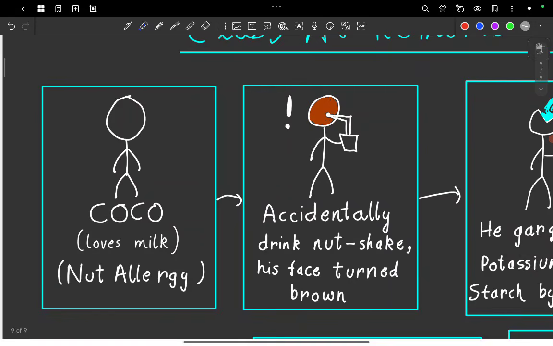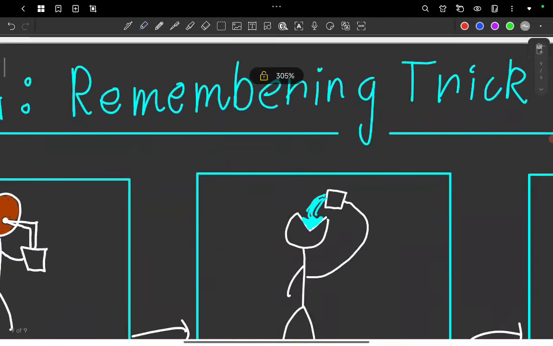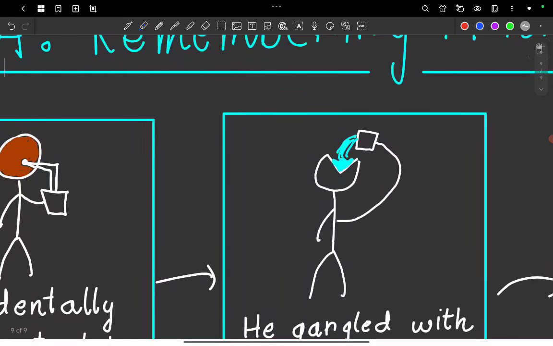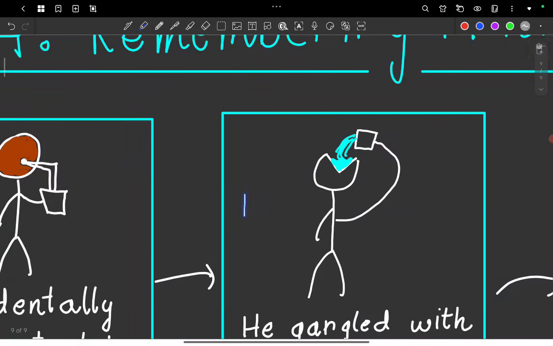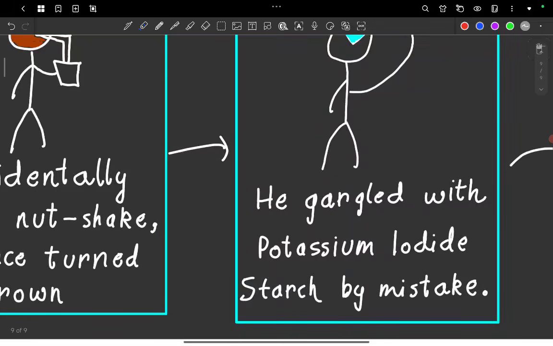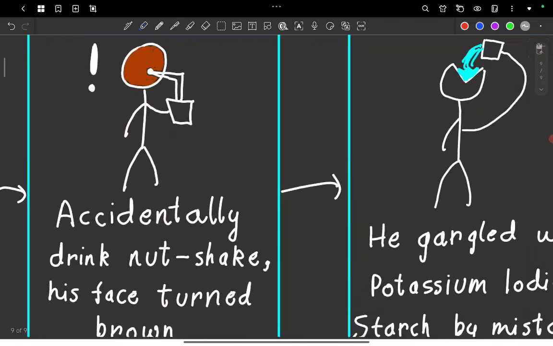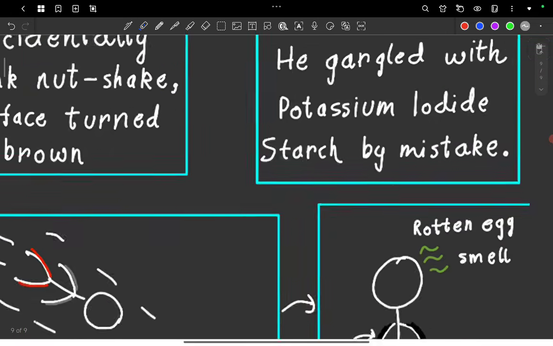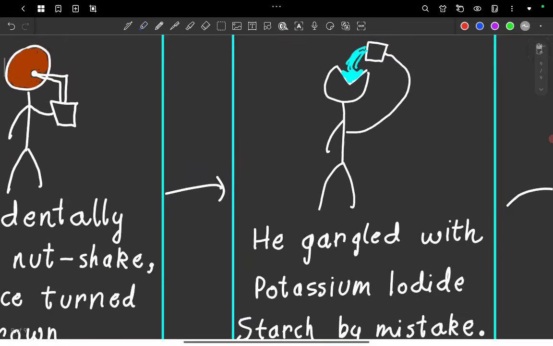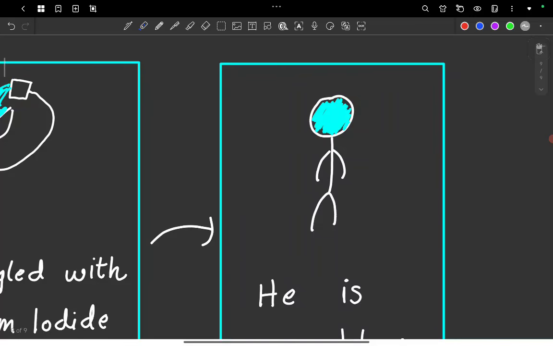Now, of course, he wanted relief, so he gargled. But our Coco is a very clumsy person, and instead of water, he accidentally gargled with potassium iodide and starch. Now, what do you think will happen? You know that he accidentally drank nut shake and he has turned brown. So he also accidentally gargled with potassium iodide starch. So what happens now? He turns blue.